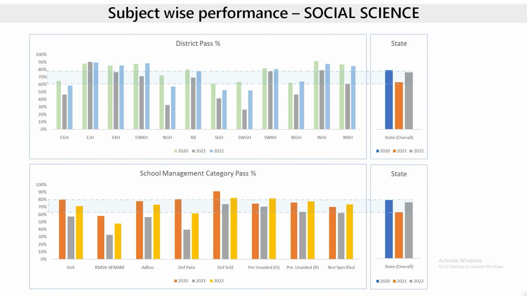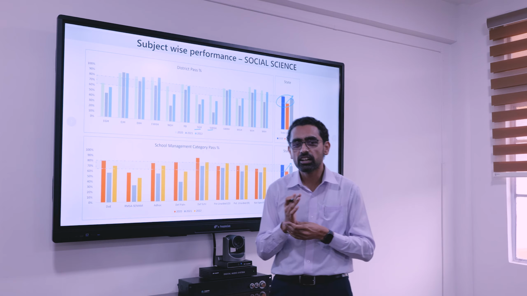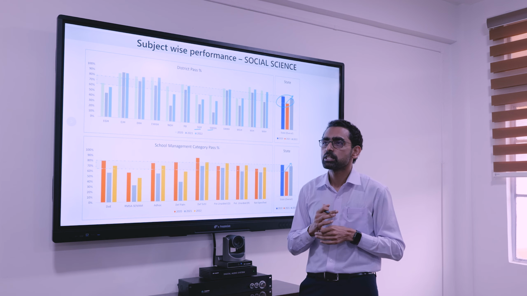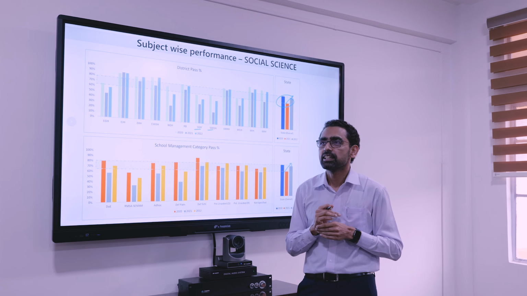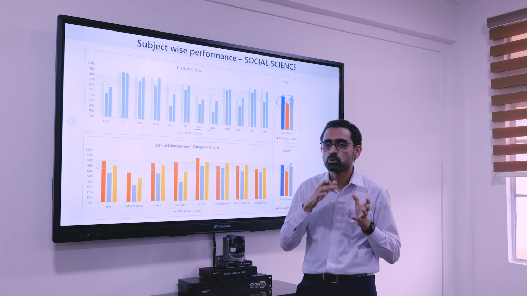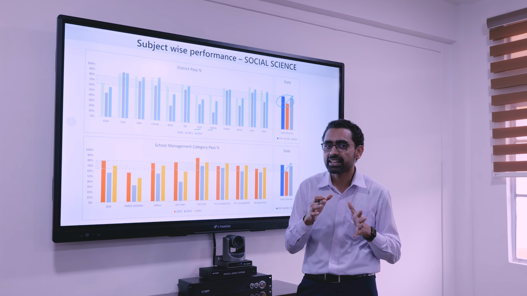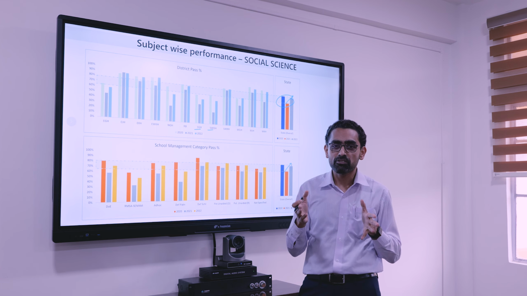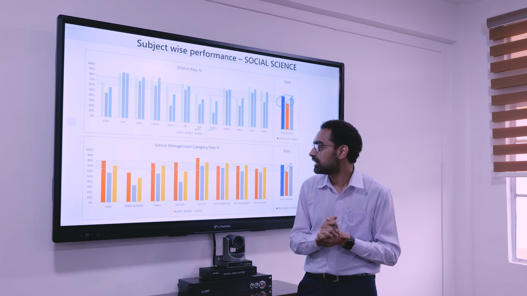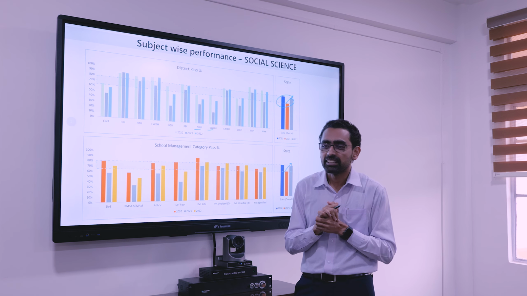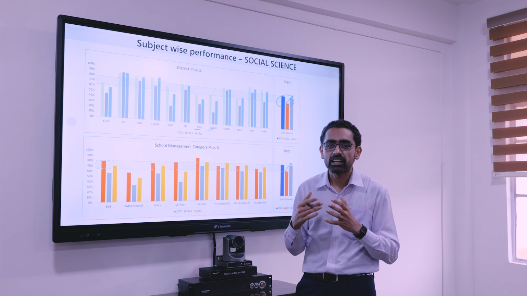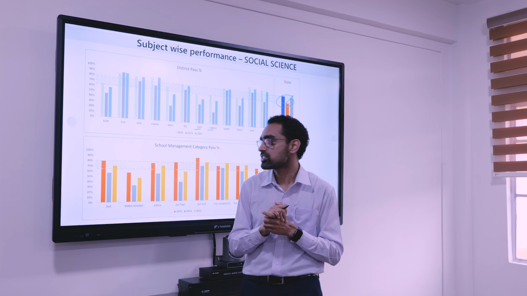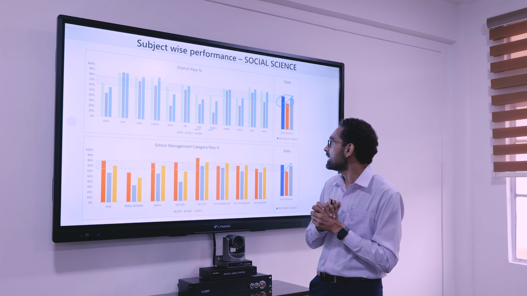I mean, our aim should be a 100% pass percentage in all categories and all subjects, especially when it comes to SSLC, because compared to HSSLC, we are doing very badly in SSLC, which is supposed to be the foundation. I feel it is more important for laying down the foundation of higher education. So that is why we need to work on it.